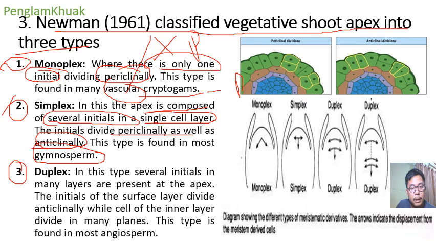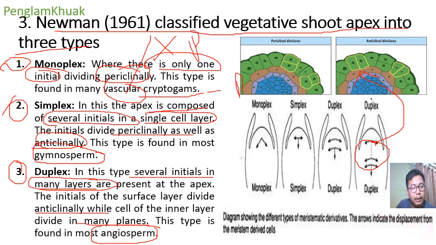Third one, duplex. In this type, several initials, more than one initial, will be present in many layers. This is one layer, second layer, and third layer, at the apex, present at the tip. The initials of the surface layer divide anticlinally, that is in the perpendicular formation, while the inner layers divide in many planes. The inner ones can divide anticlinally as well as periclinally. This type is found in angiosperms, where the seed will be closed, and they are flowering plants.